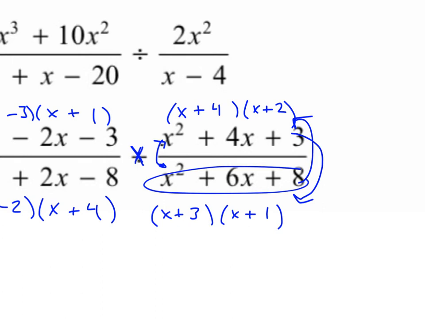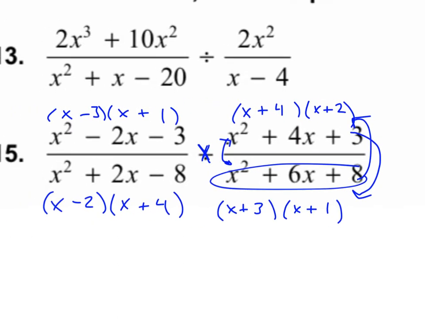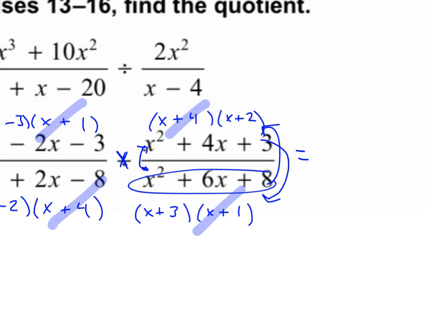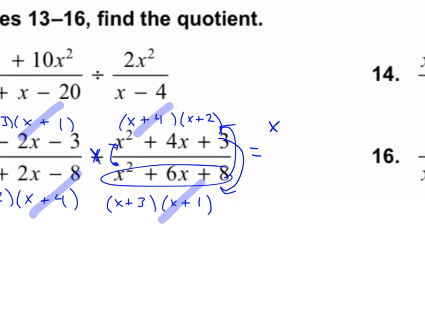Now we want to see, do we have anything on the top that cancels out with anything on the bottom? x plus 1 and x plus 1. x plus 4 and x plus 4. Anything else? Nope. So what are we left with on the top? x minus 3 and x plus 2. On the bottom, x minus 2 and x plus 3.